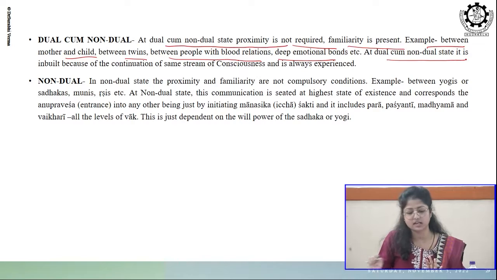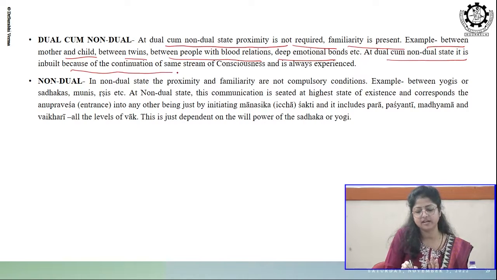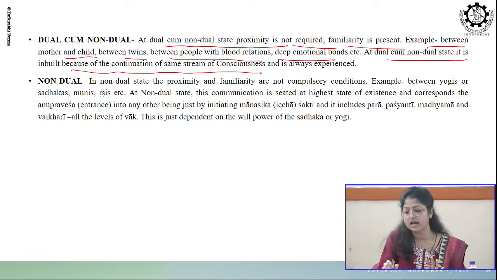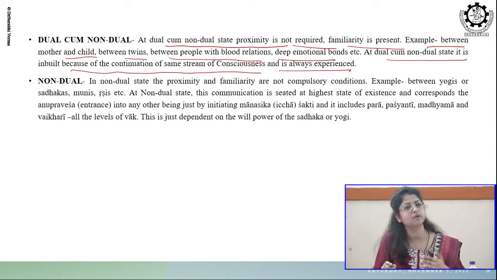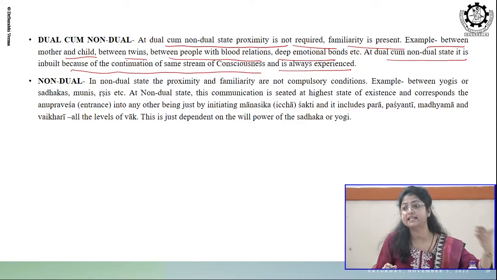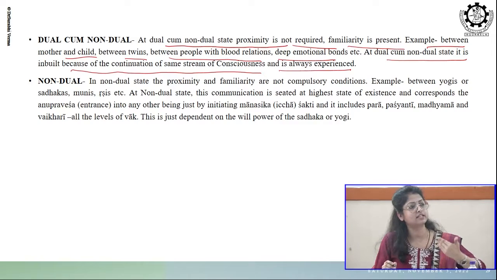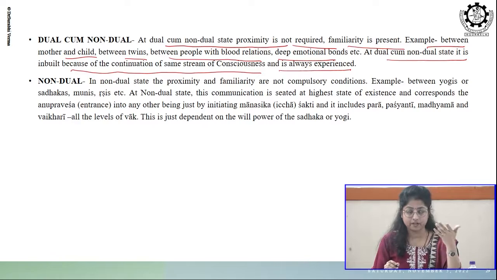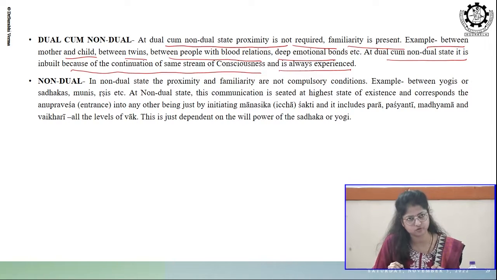At this state, it is inbuilt because of the continuation of the same stream of consciousness, and it is always experienced by us because we consider the other entity an extension of our own existence. Like mother and father consider their children an extension of their existence. So automatically, if you are in pain, if you are suffering, they will feel restlessness. They will intuit that something has happened to my child. Automatically, this is because of the non-dual cum dual state.